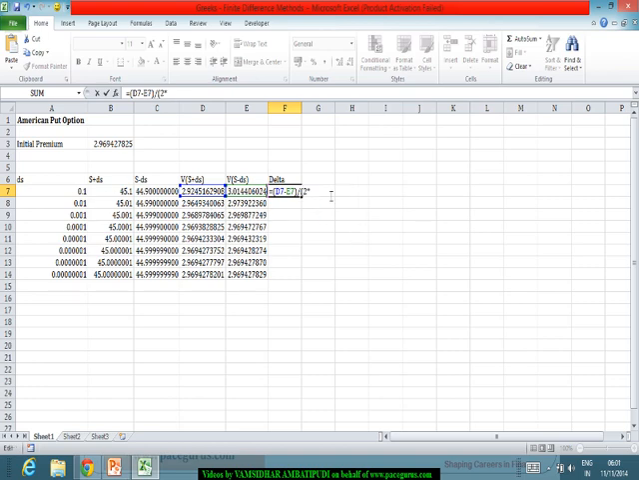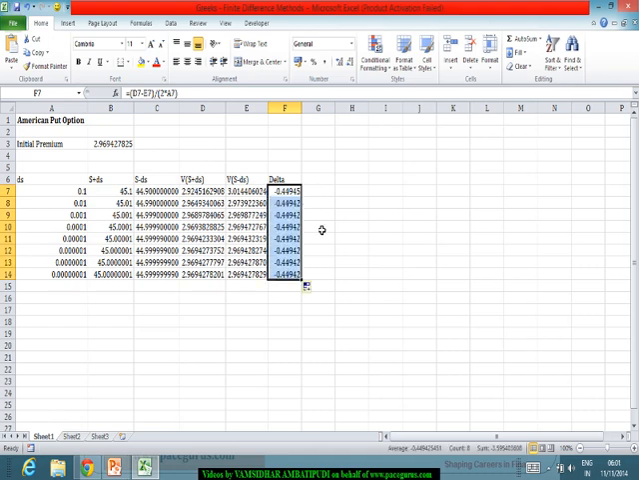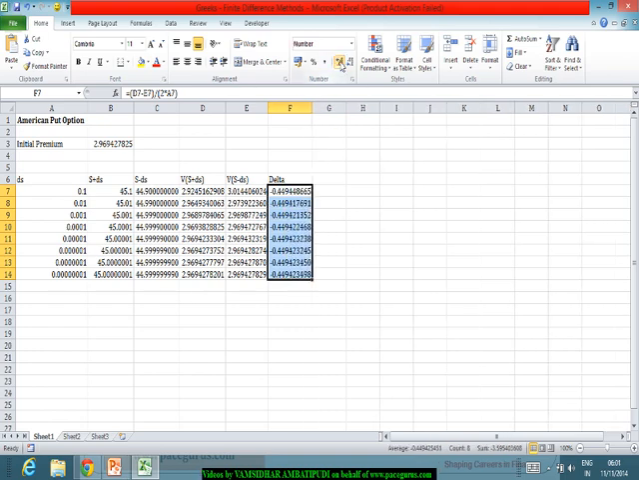So divided by twice the DS. So this is my delta in this case, minus 0.44. And what we could see is the delta is more or less converging. If I'm looking at the 9 digits after the decimal point, at least up to 6 digits after the decimal point, I could see that the delta is converging. So this should be the delta of my put option, because this is the number which is slightly getting converged.